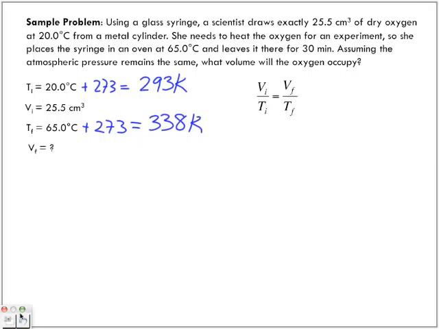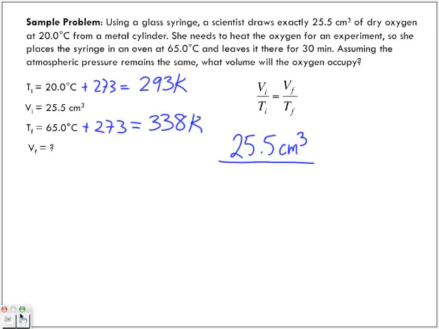So using what we've been given, what I like to do is substitute into the equation first. Start off with your blank equation with just the letters. So instead of VI, we're going to put in what our VI is, and we're going to have 25.5 centimeters cubed. Try to keep your units, because by keeping your units, it'll help you figure out what units get crossed out and what units you need to keep for your final answer.